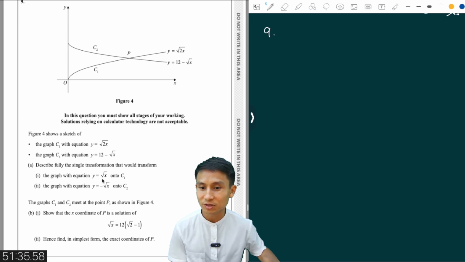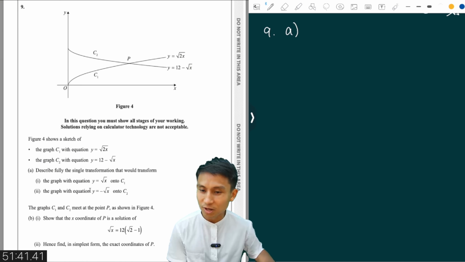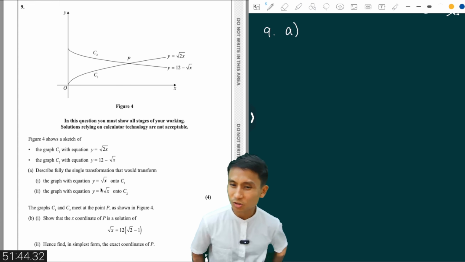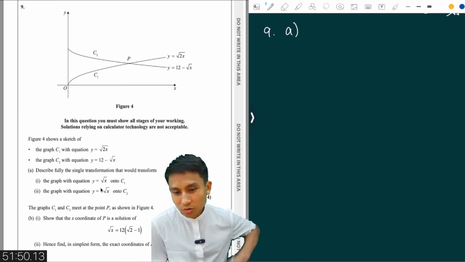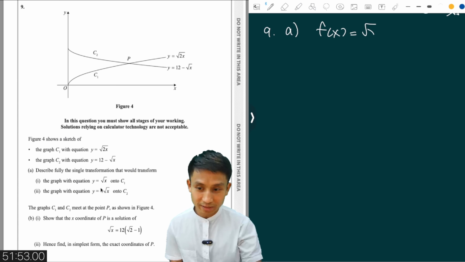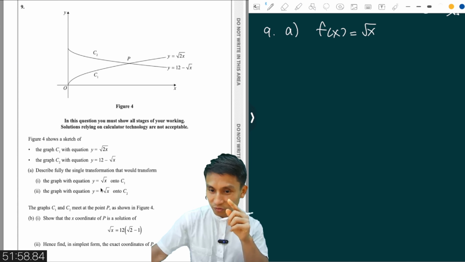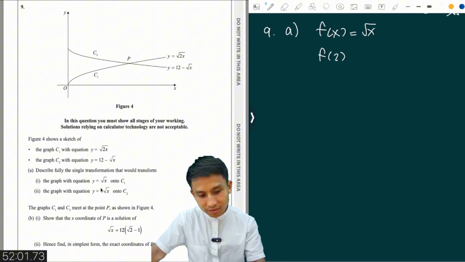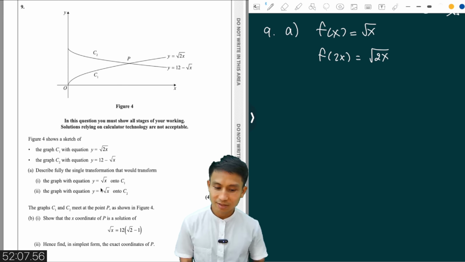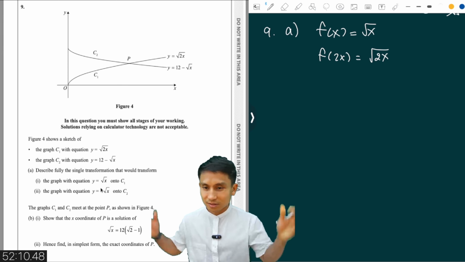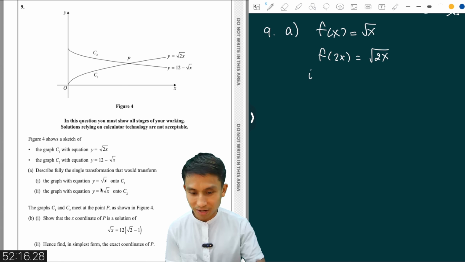Describe fully the single transformation that would transform, part A, the graph with equation y equals root x onto C1. So if we put f(x) to root x, to get to root 2x, because C1 is root 2x, you need to do f(2x), right? Which is going to substitute x with 2x. So this is what? Compressing the x-axis, right? So I'm just going to say part i here.